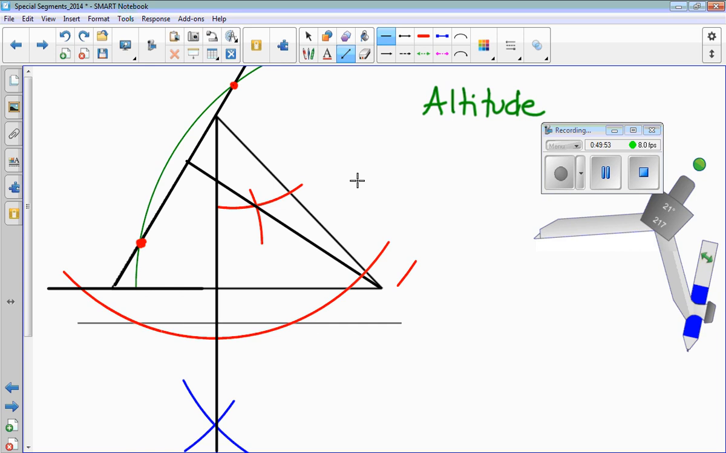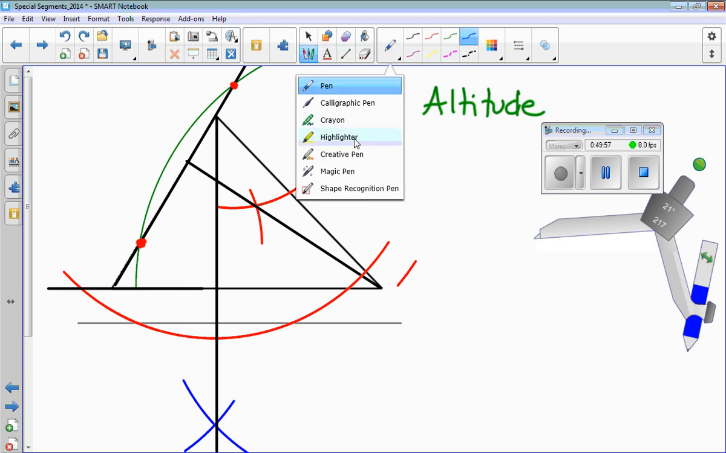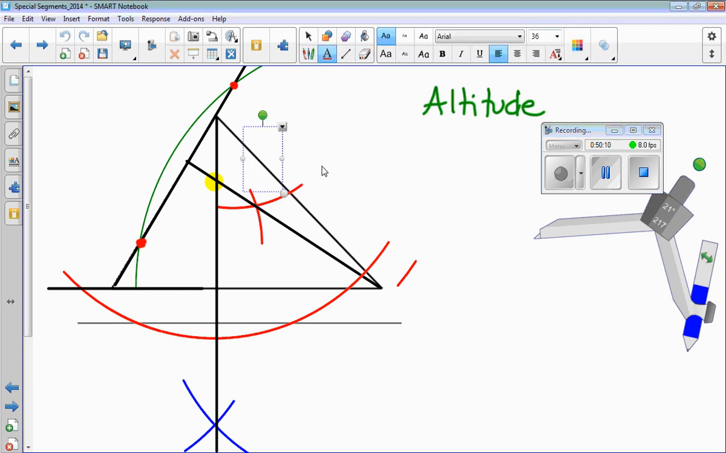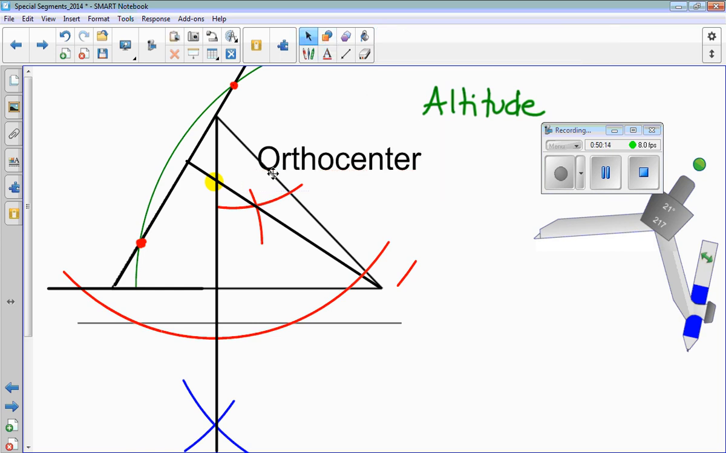So the point at which the altitudes intersect, this point here, in this case, is called the orthocenter. So this point right here is called the orthocenter. I'll go ahead and draw a little arrow to it so we know that's the orthocenter, the point at which they intersect.